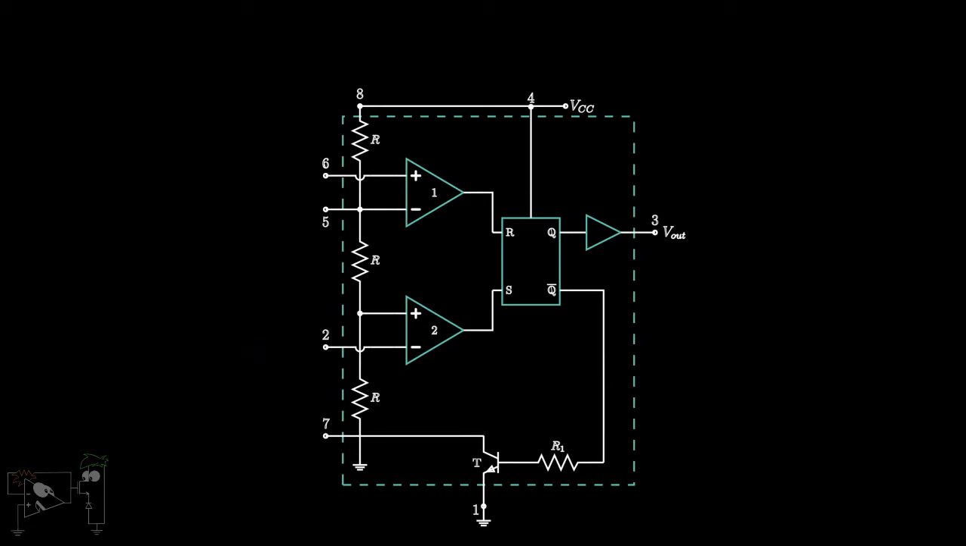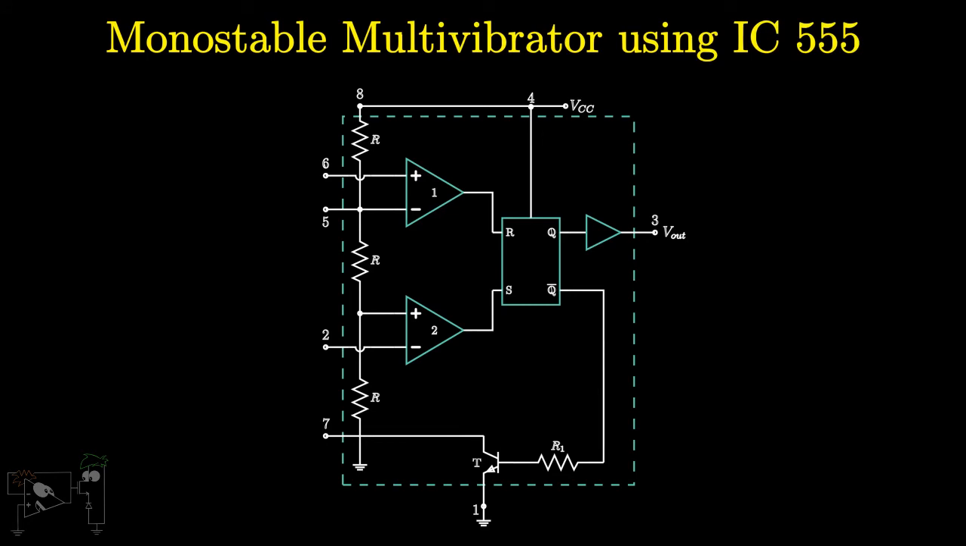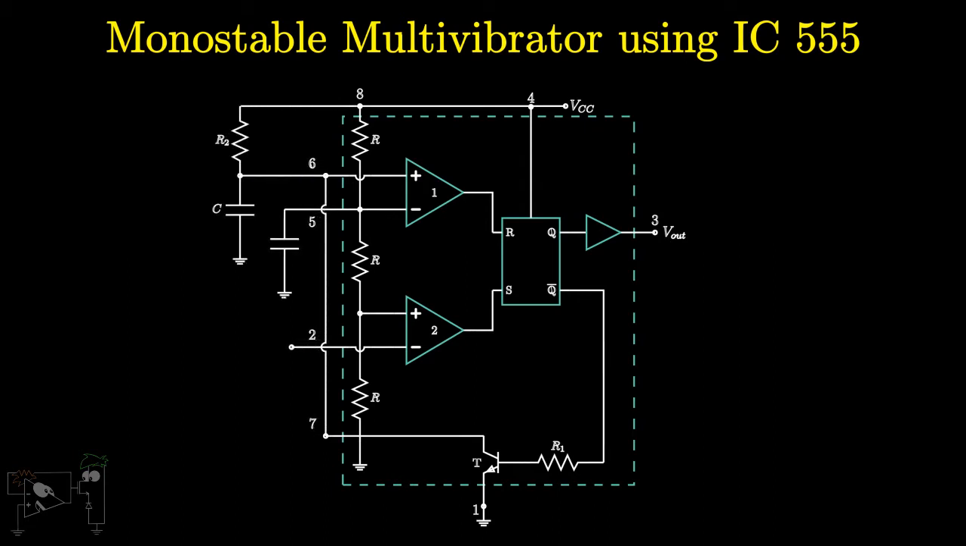In order to convert this circuit into a monostable multivibrator, we somehow need to make one of the two states quasi-stable. This can be done by making use of an RC branch as shown. Pin 6 and pin 7 are shorted. Pin 5 is grounded by a 10 nanofarad capacitor to provide immunity from noise.